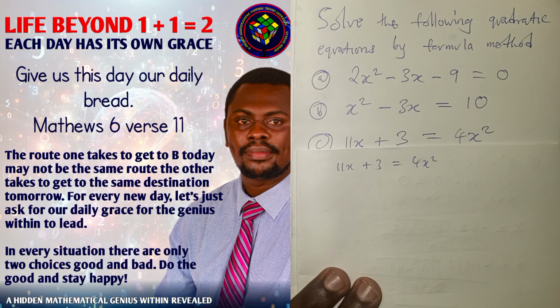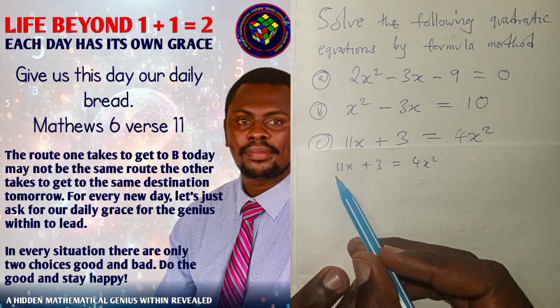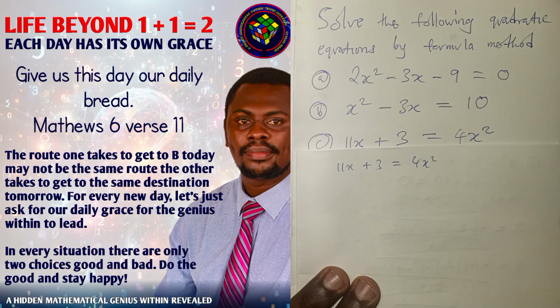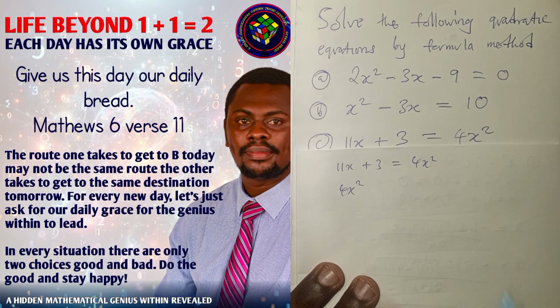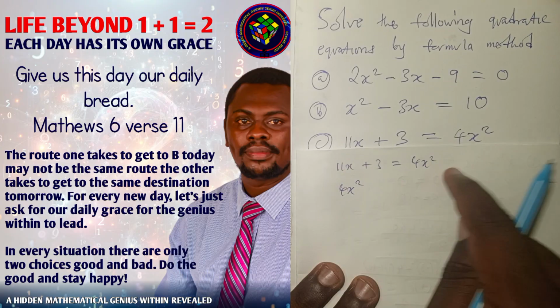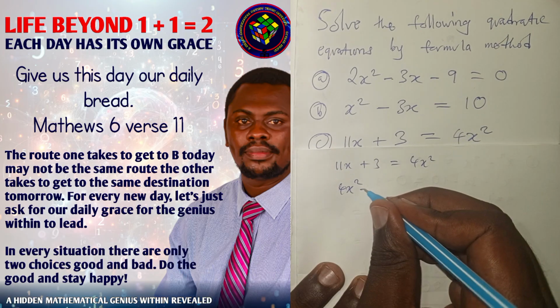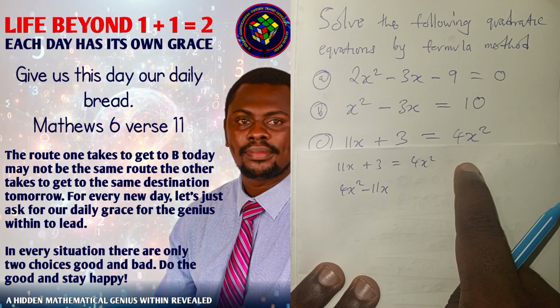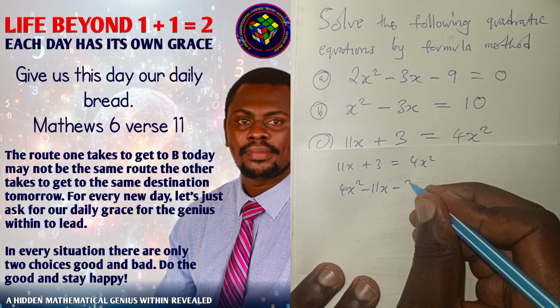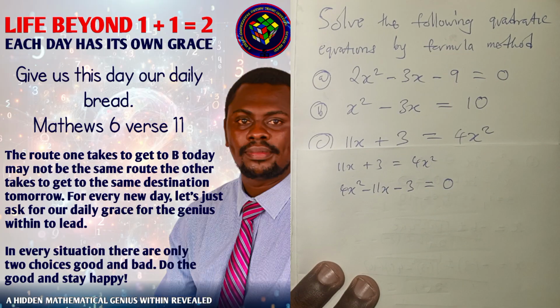So first, we need to start with the term with power of 2, that is with x squared, then followed by the term with x, then followed by the term independent of x. Okay, so it's just a matter of getting these terms to this side of the equation. So we are going to have 4x squared, minus 11x, and minus 3, then equal to 0.